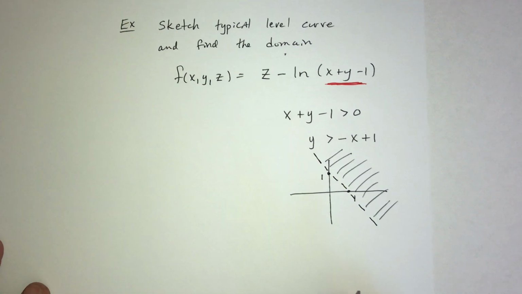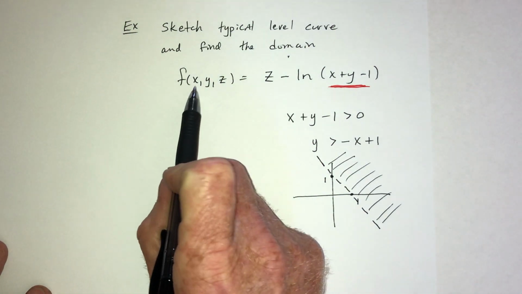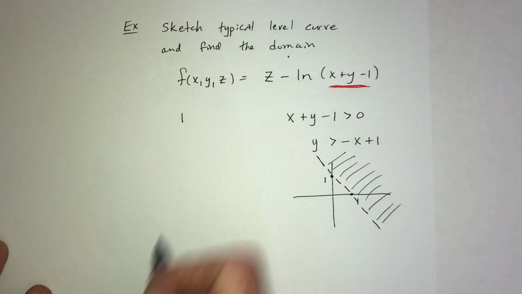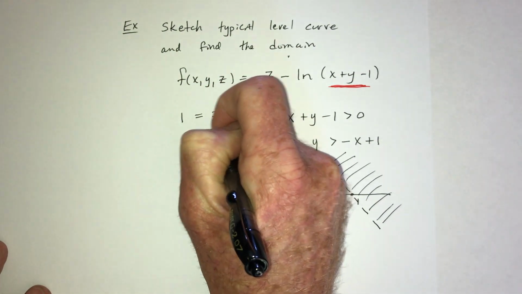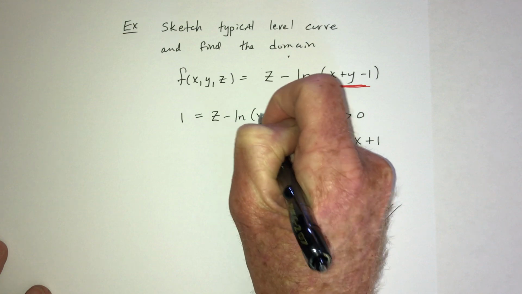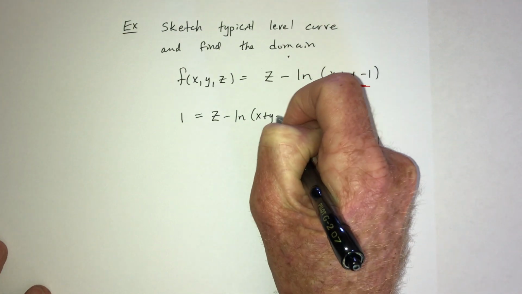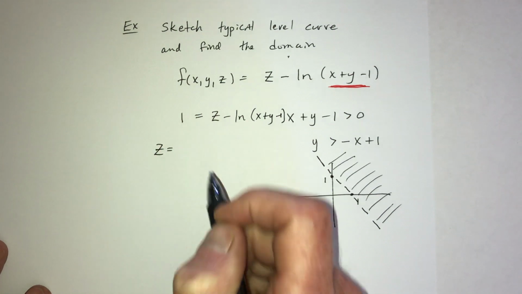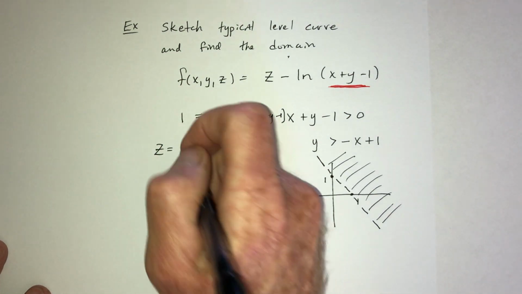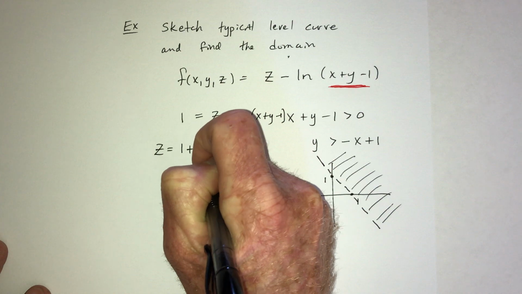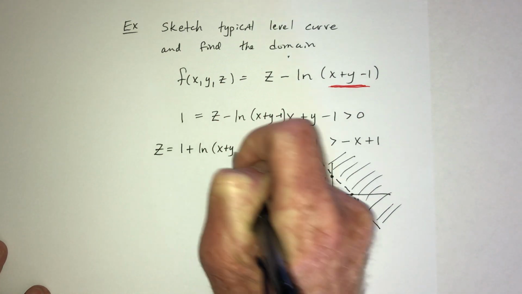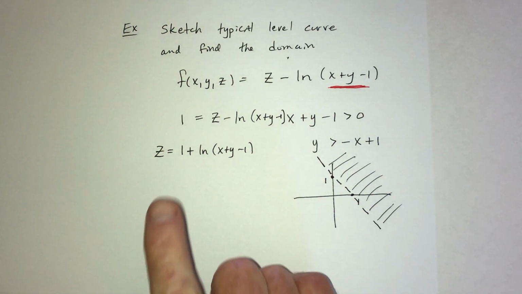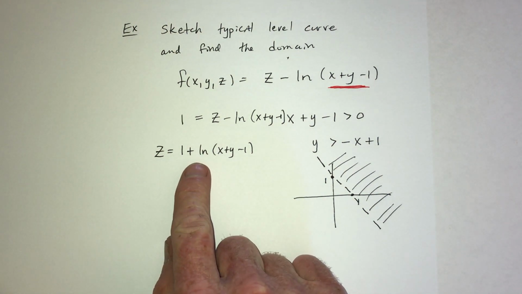Now, what about a typical level curve? So you could just pick a number for this, like 1 equals z minus the natural log x plus y minus 1, or z equals, so take this natural log and add it to the other side, 1 plus the natural log x plus y minus 1. And then what does that look like?